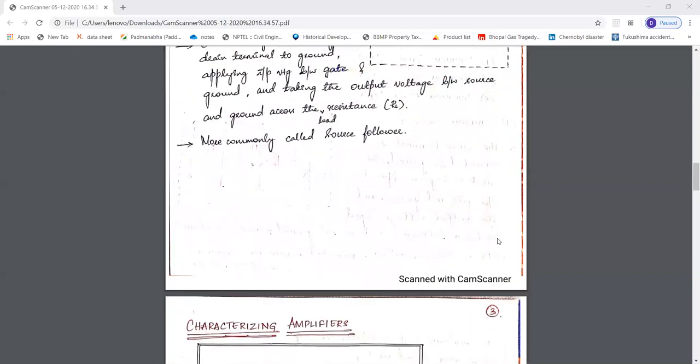All right, this is about the configurations of the MOSFET. So to summarize briefly, there are three configurations: common source, common gate, and common drain. Each of these configurations is obtained by connecting any one of the three terminals to the ground.